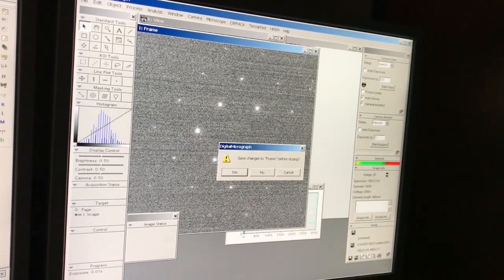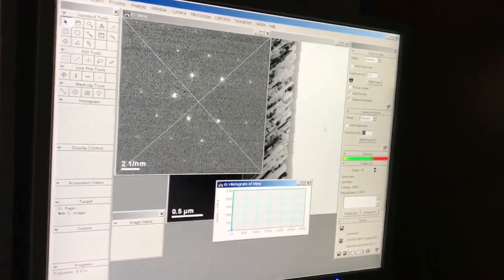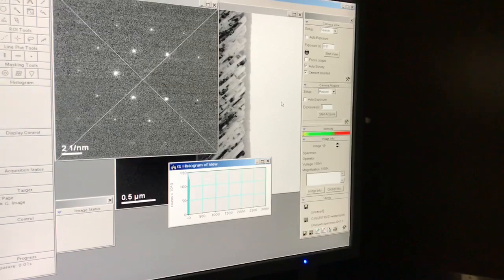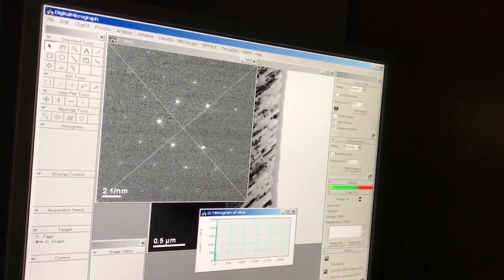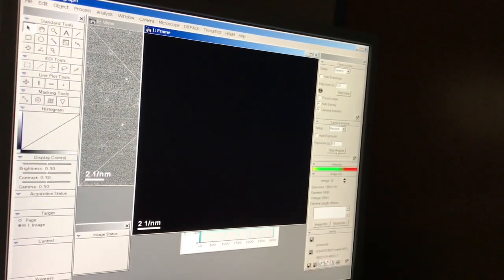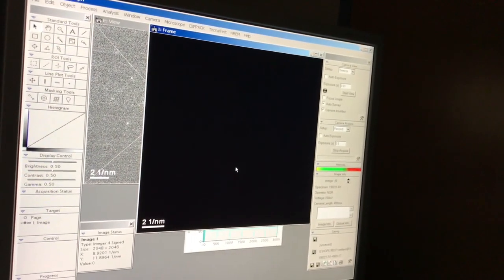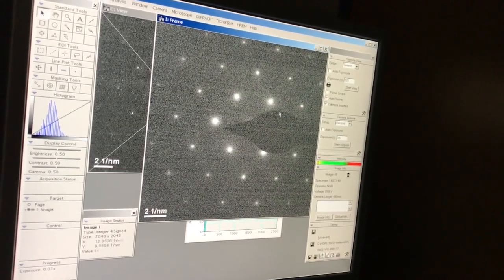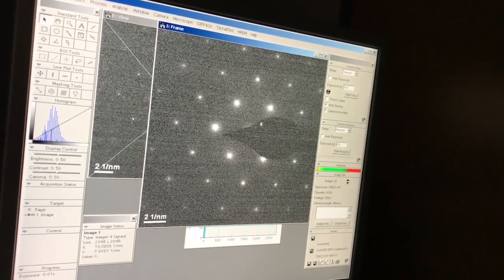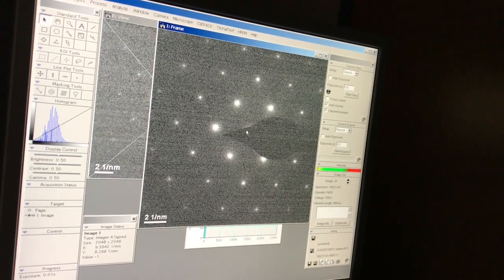Okay, so I'm going to go ahead and do that. I'm going to increase this. We'll go 0.5. Even if it doesn't look good, there's another adjustment we can make. Okay, so I can see a little more detail now. You can actually see the beam stop here blocking off the direct beam.